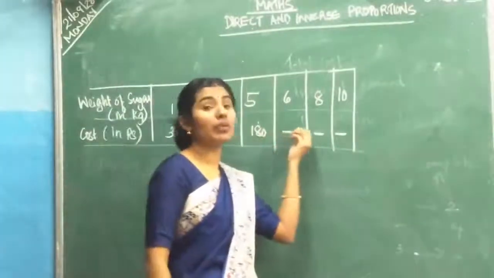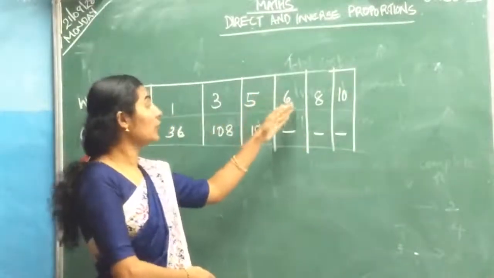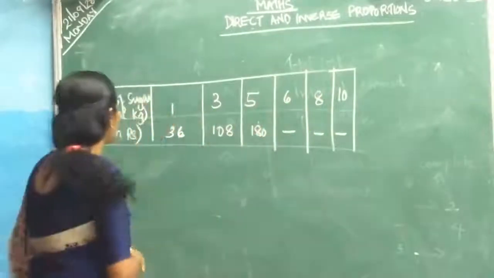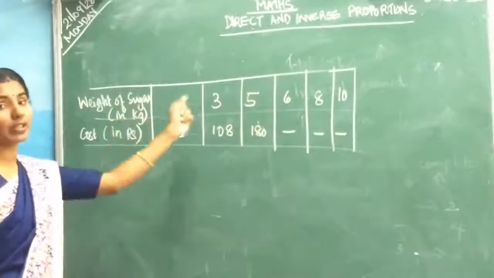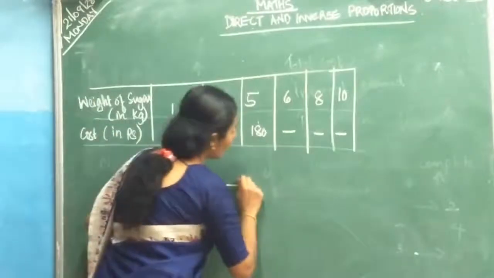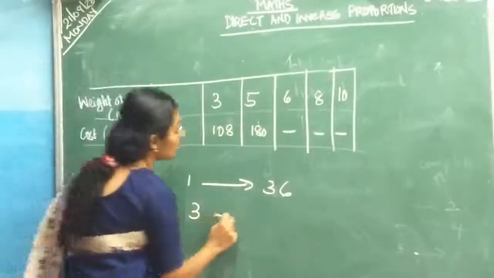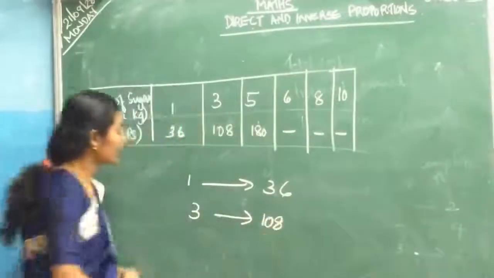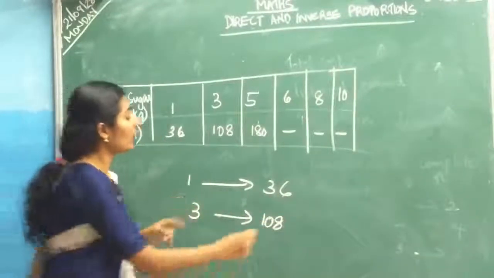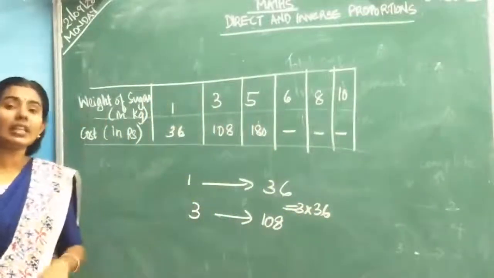Now, here we want to fill in these blanks. So how do we find that? For 6 kilogram, 8 kilogram and 10 kilogram, the cost is not given. We should find it out. Corresponding to each weight, the cost is given. For 1 kilogram, the cost is 36. For 3 kilogram, the cost is 108. How do you get 108? For 1 kilogram it is 36, so for 3 kilogram, 3 into 36. Then you will get 108, isn't it?